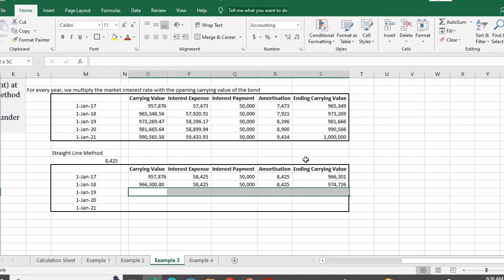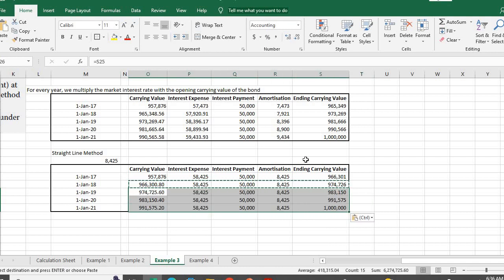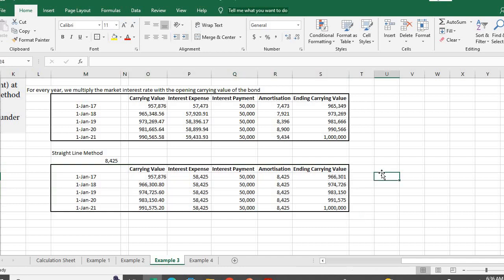So eventually it's going to converge to $1 million at maturity. So here we can see side by side how the effective interest rate method differentiates itself from the straight line method.